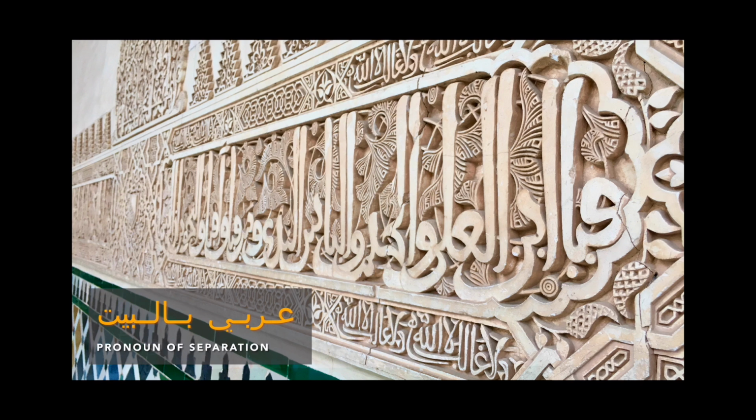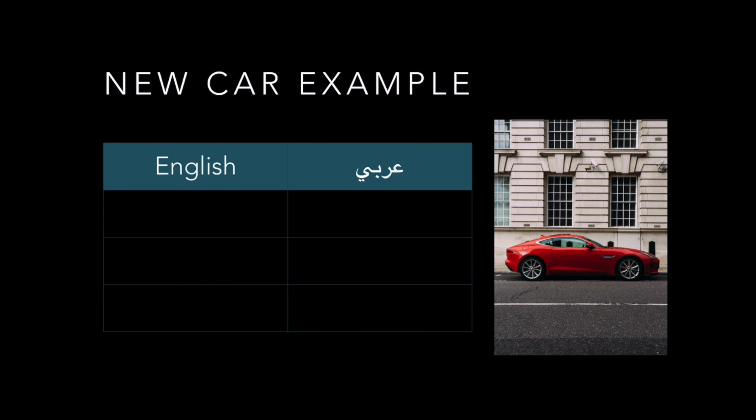Today we're going to learn about the pronoun of separation. This is a simple lesson that will help you build more sophisticated sentences. Let's start by imagining you have a brand new car. If you wanted to say, this is a new car bil Arabi, you would say, هذه سيارة جديدة.